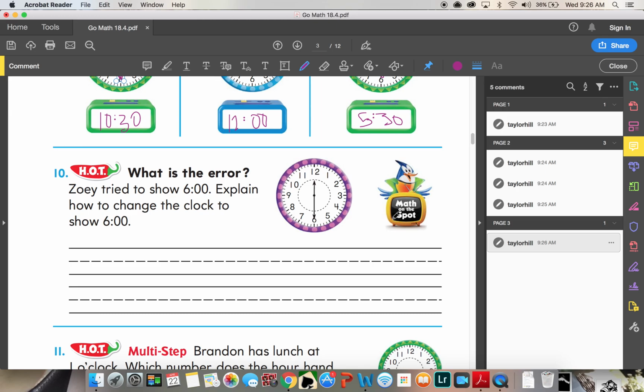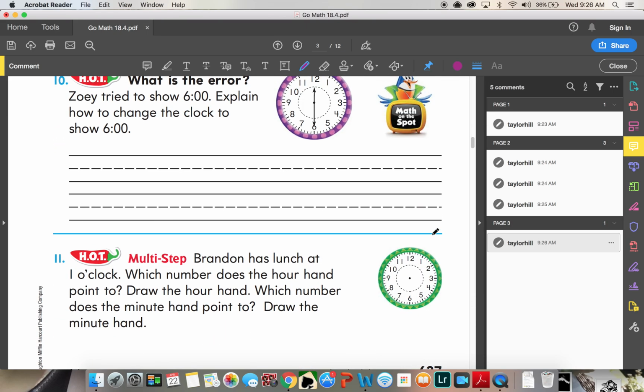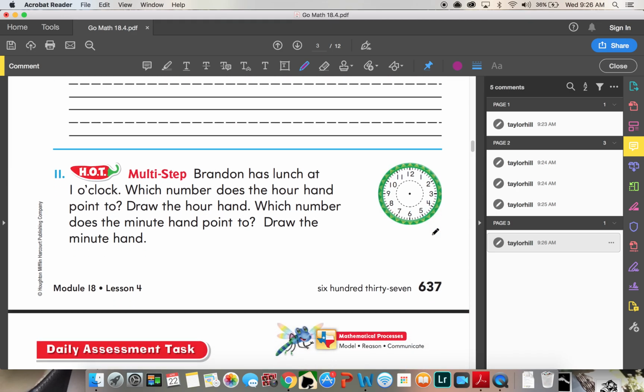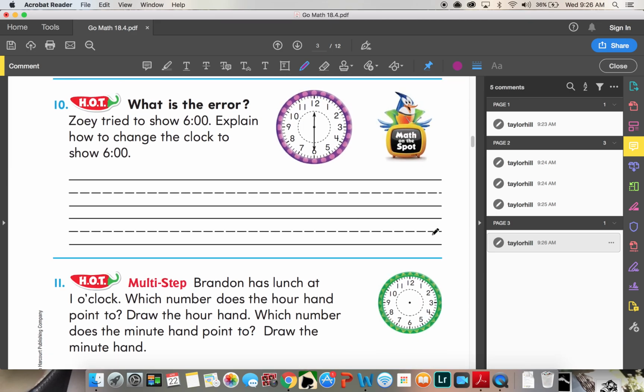Zoe tried to show 6 o'clock. Explain how to change the clock to show 6. What is the error? Currently looking at the clock, the hour hand is pointing to the 12, and the minute hand is pointing to the 6, which means 12:30. What Zoe did was she mixed up the hands of the clock, and what really needs to be happening is the hour hand needs to be pointing at the 6, and the minute hand needs to be pointing at the 12. So she just flipped the two. If you could explain that and write that down, that would be great. Actually, on number 10, you should write down that Zoe switched the hands of the clock.